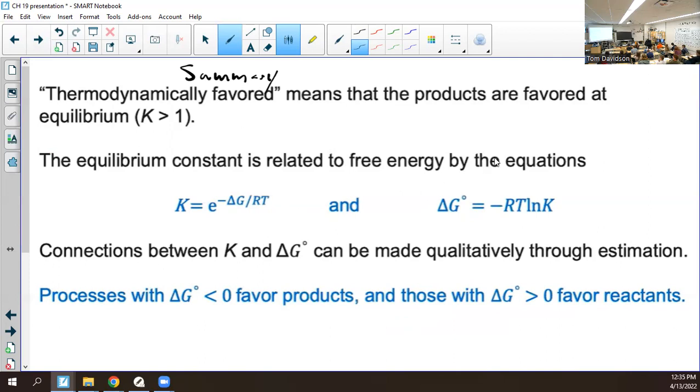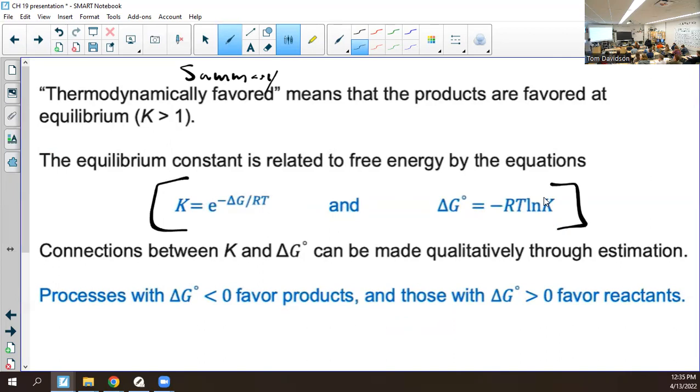All right, summary. Thermodynamically favored means the products are favored at equilibrium, or K is greater than 1. The equilibrium constant is related in these examples. I think I have a math practice one coming up. Connections can be made qualitatively through estimation. That's what we did with a couple of those. We didn't do really any math. We did thinking about the math.